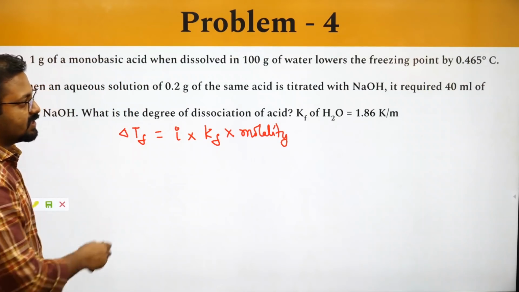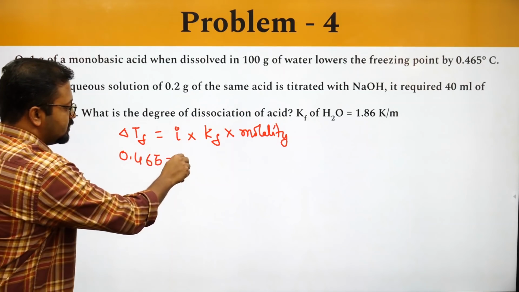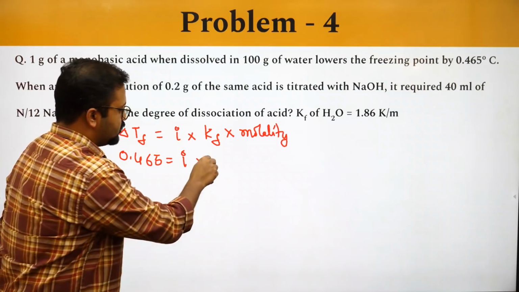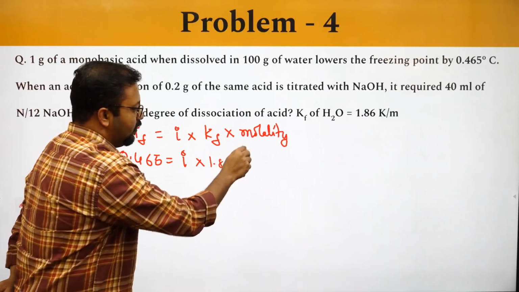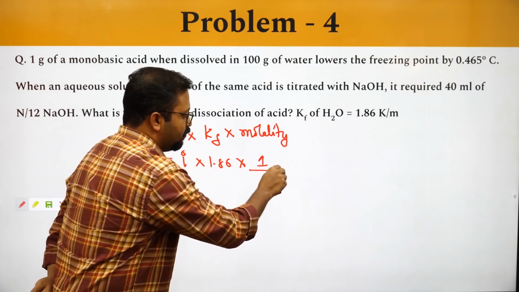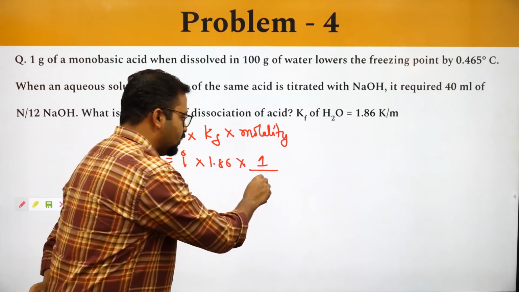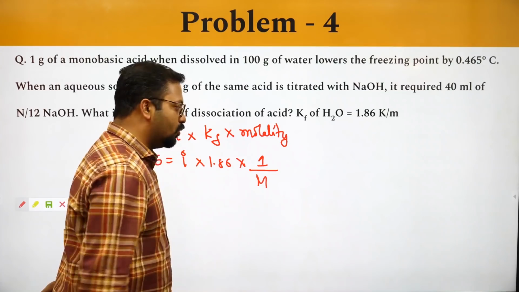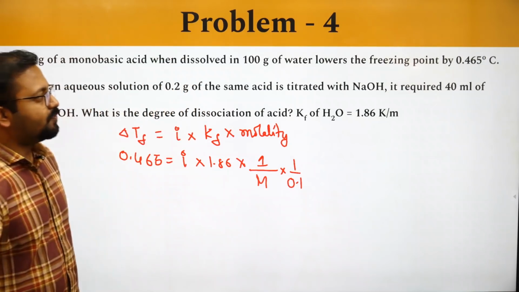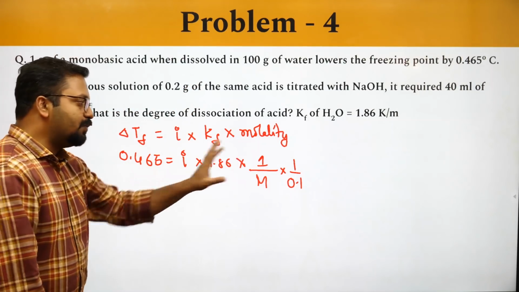So delta Tf is given as 0.465, which is i times Kf, which is 1.86. For molality, I require the number of moles of the monobasic acid whose molecular weight is not known, and the mass of solvent is given as 100 grams. So I write 0.1 kg. That gives me the molality.